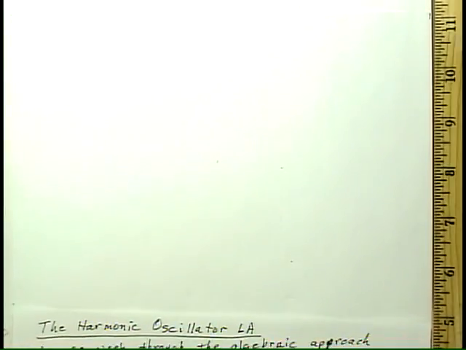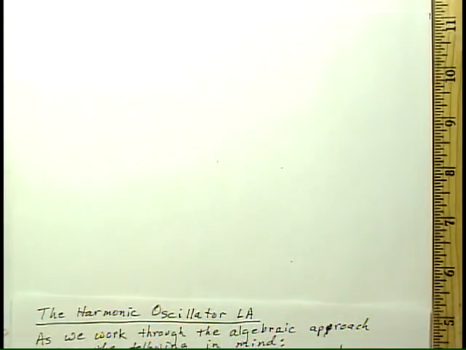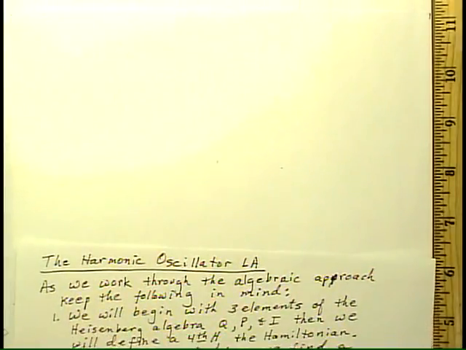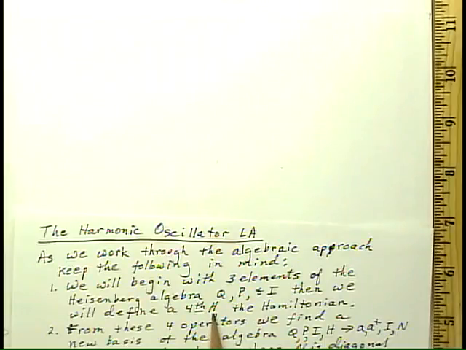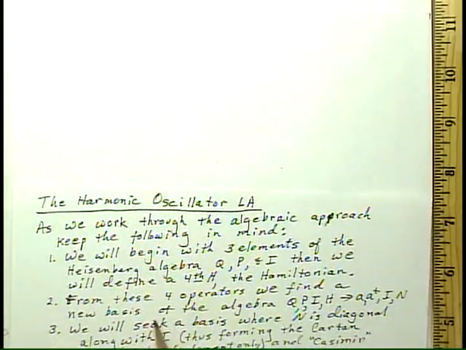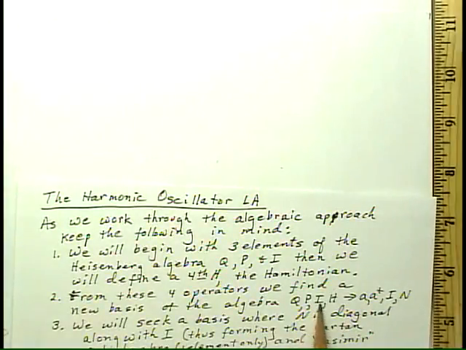Continuing with the harmonic oscillator Lie algebra. As we work through the algebraic approach, we want to keep the following things in mind. First of all, we began with 3 elements of the Heisenberg algebra, Q, P, and I. We will now define a 4th element, capital H, without the script, called the Hamiltonian. This is an overview of what we're about to do. Now we will, from these 4 operators, find a new basis for the algebra, Q, P, I, and H, which consists of, in this Lie algebra space, an a dagger, an a, an I, and an N.